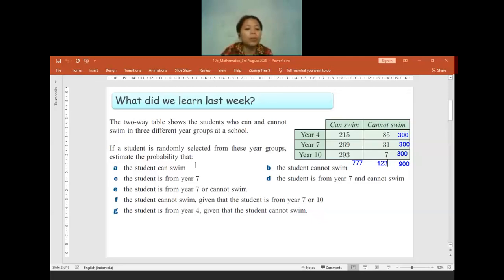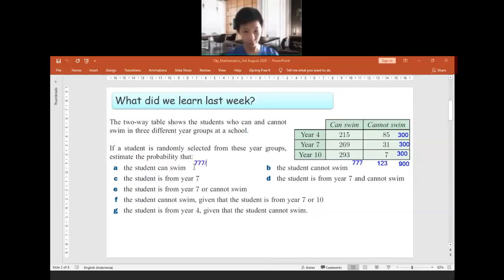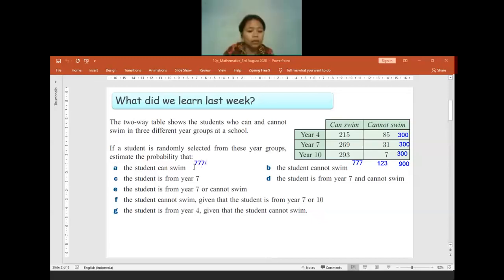Find the probability that the student can swim. So what is the probability of the student that can swim? 777 out of 900. Okay, can we simplify this? No, we cannot simplify.